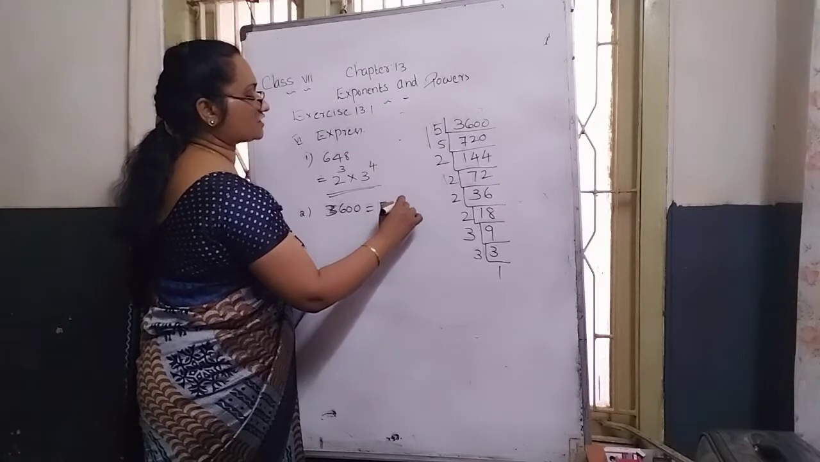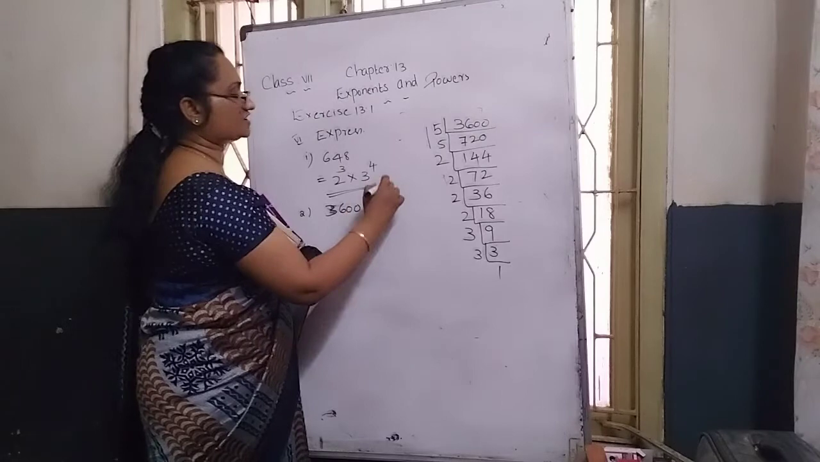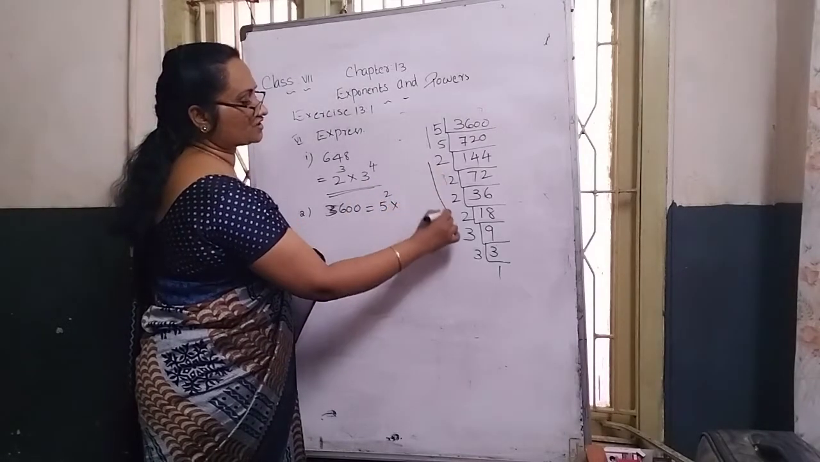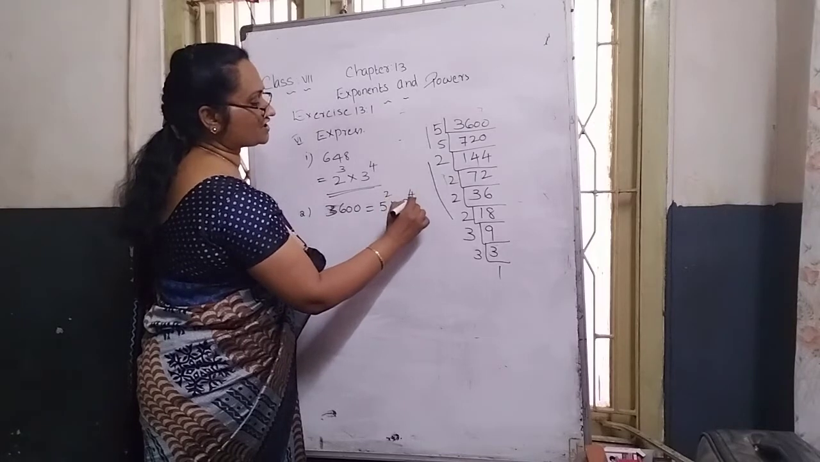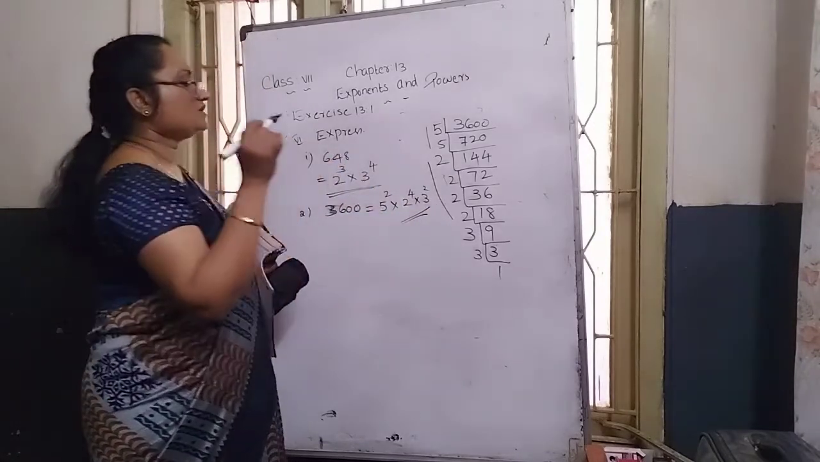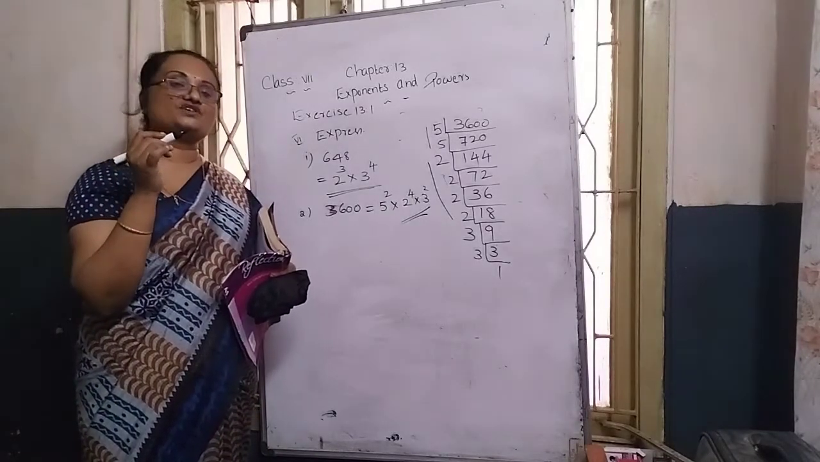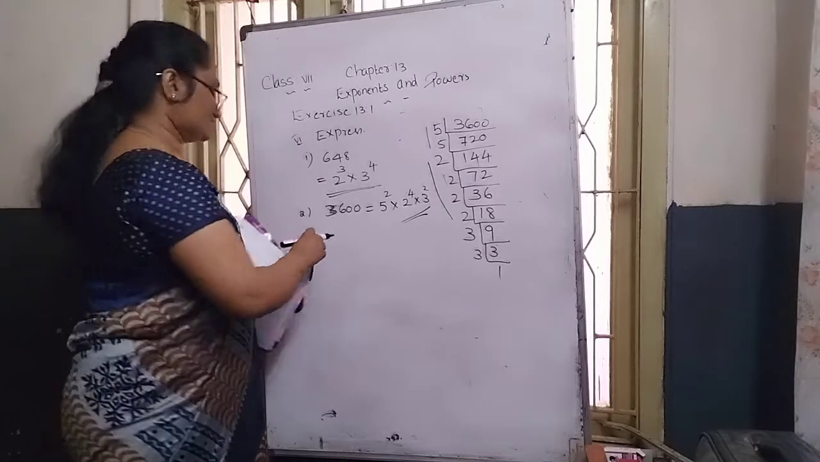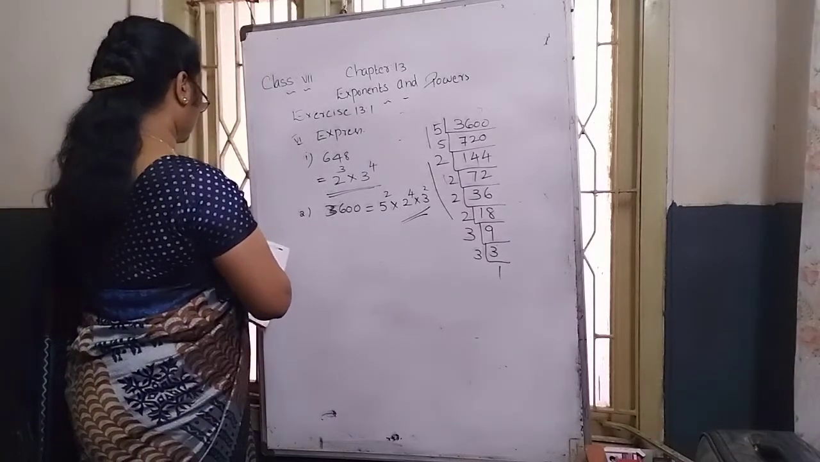Then 5 is how many times repeated there? 5 is the factor. How many times it repeated? 2 times. Next 2 is the factor. How many times? 1, 2, 3, 4 times. So 2 raised to 4. 3 is how many times? 2 times. So the answer becomes 5 raised to 2 into 2 raised to 4 into 3 raised to 2. In this way we can solve this sum.